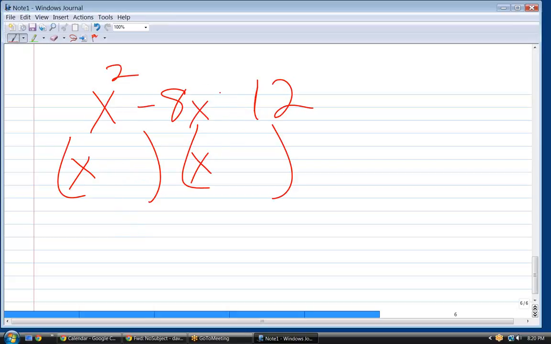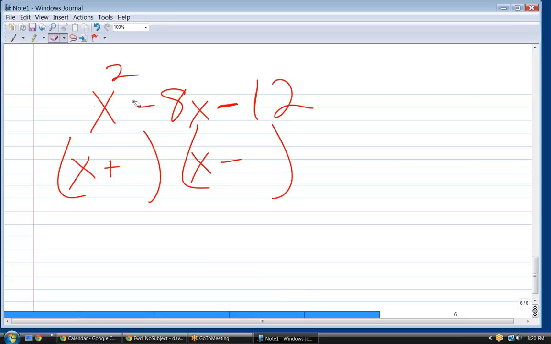Notice that my second step was figuring out both signs. If that was a minus, now I would know my signs have to be opposite. You can only produce a negative number if you're multiplying a negative times a positive or a positive times a negative. So if I'm looking at a negative in front of my constant, I know the signs have to be different. Now I'm looking for factors of 12 that subtract to the number 8, and there aren't any. So this would not be factorable by this method.